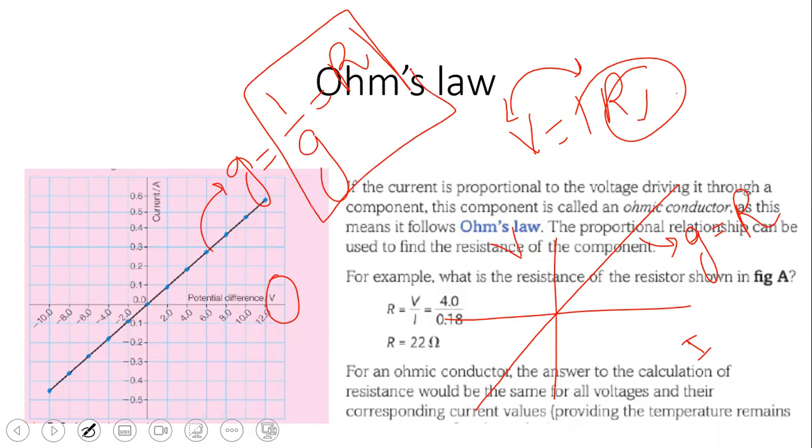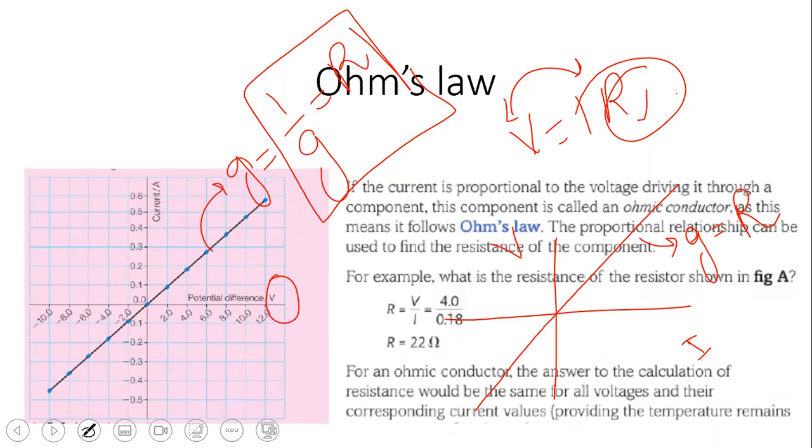Just be very careful as to what is on the y-axis and the x-axis. If the current is on the x-axis, directly calculate the gradient and it's going to be equal to resistance. If voltage is on the x-axis, then you will have to reciprocate the gradient. You will have to do 1 upon gradient, and that will be equal to your resistance.